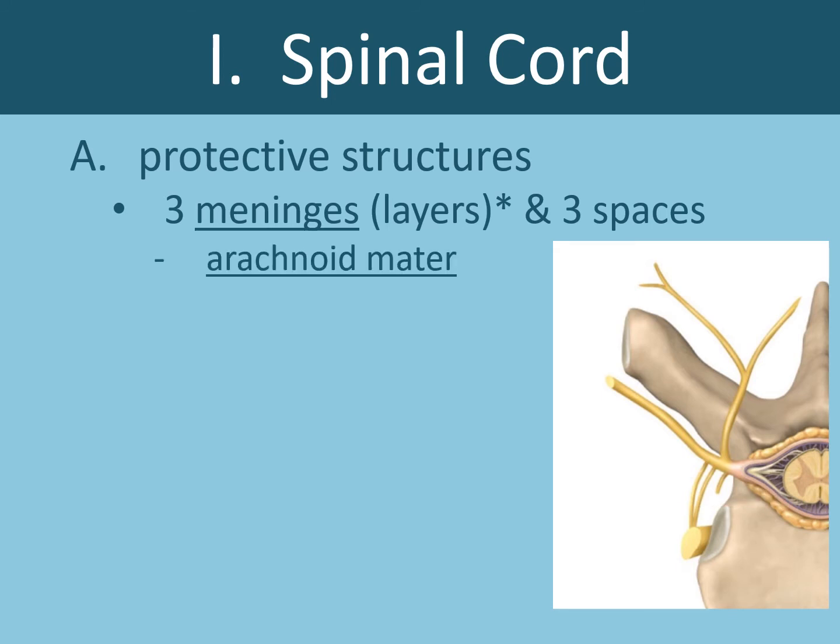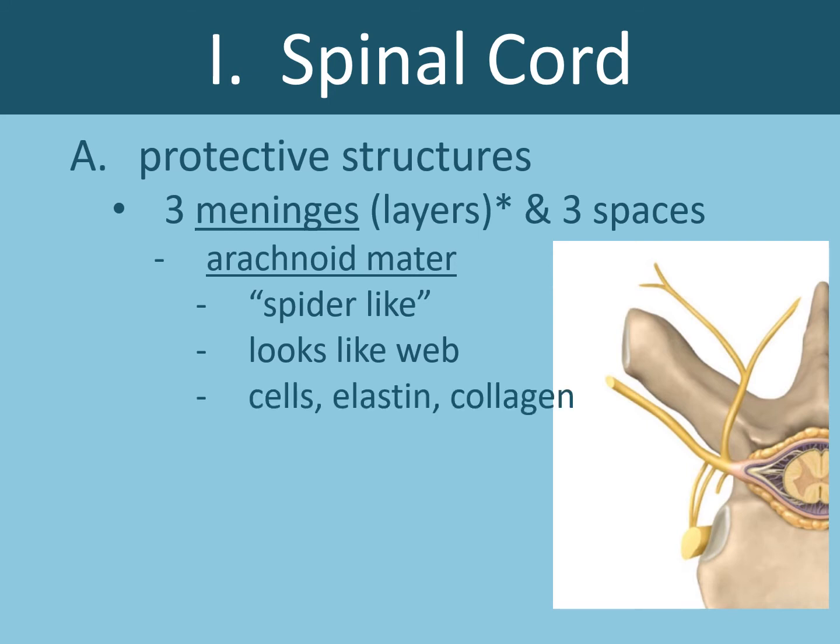Next we have the Arachnoid Mater, or spider-like meninge. It gets its name from the fact that the tissue looks like a web. The Arachnoid Mater is composed of cells, elastin, and collagen fibers. You can see the Arachnoid Mater indicated at the tip of the arrow in the diagram below.